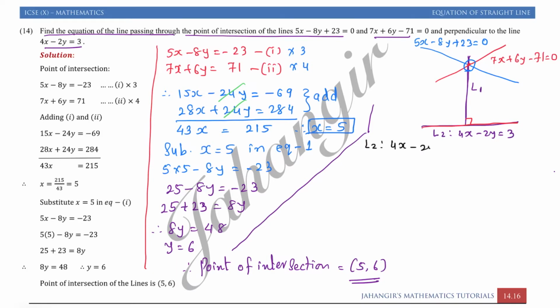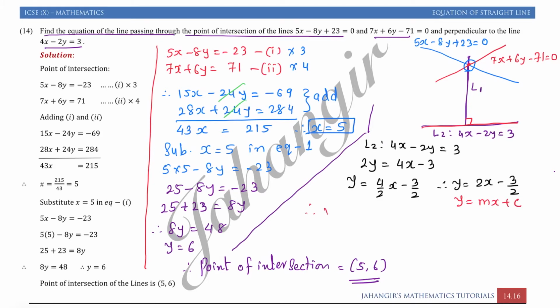4x minus 2y is equal to 3. We can shift 2y to the other side such that 2y is positive. 4x minus 3. So therefore y is equal to 4 by 2x minus 3 by 2. So therefore y is equal to 2x minus 3 by 2. Comparing this with y is equal to mx plus c, we will get m2 is 2.